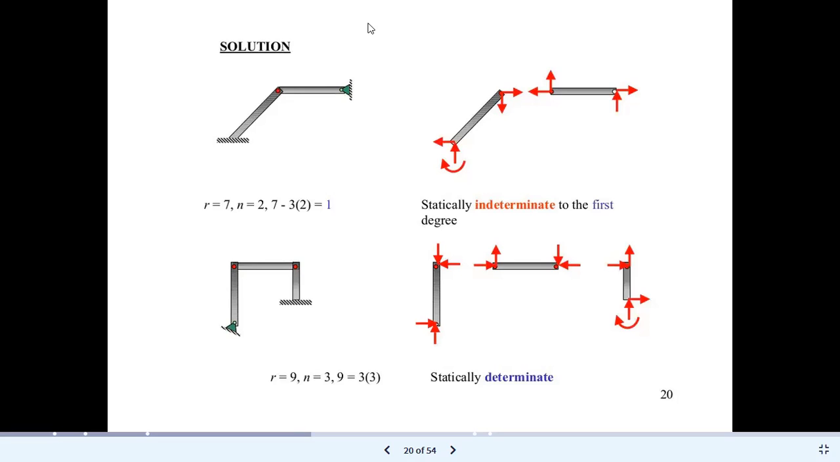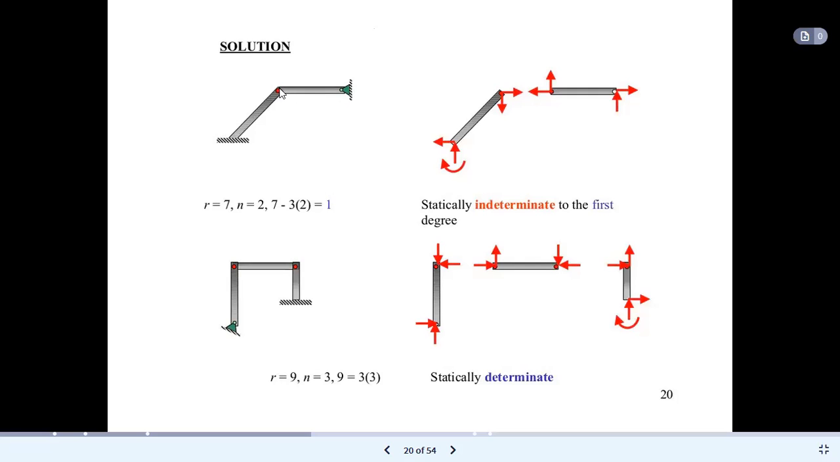So you can see here, again, a connection is there. It is a fixed connection. So how many reaction forces will be there? 3. Here, this is a pin connection. So how many forces will be there? 2. 3 plus 2, 5.